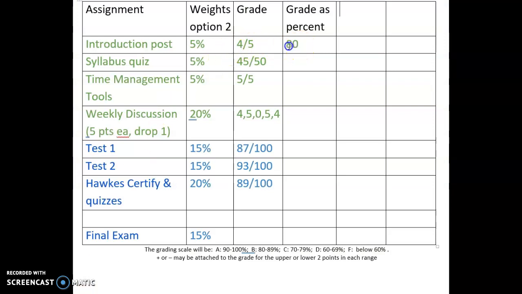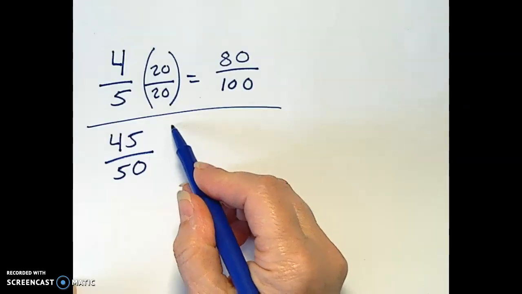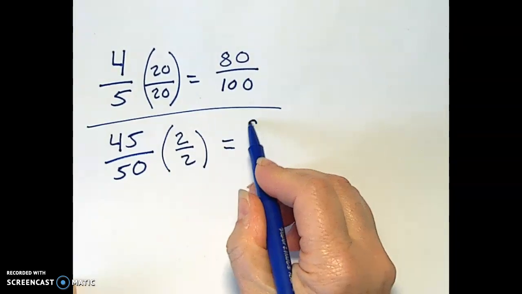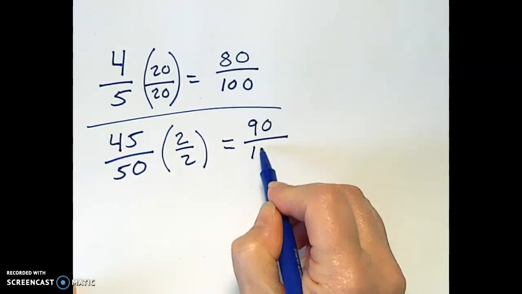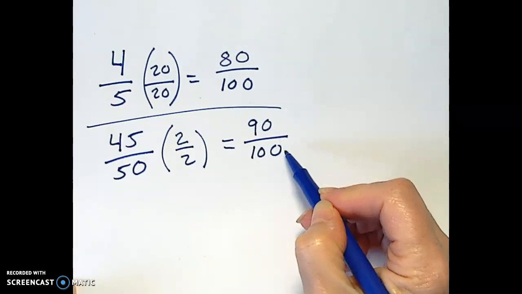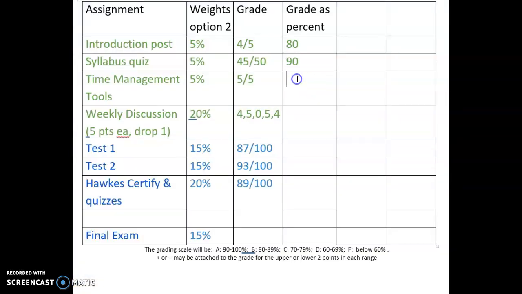Now that you've got the 80 plugged in, we can go ahead and work on the 45 out of 50. Some of you can see it right away what the percentage will be, but I'm going to show you on paper again. For this one, you can go ahead and do 45 divided by 50 on your calculator, or you can do what you need to make the denominator equal to 100, and you'll get 90/100ths, or 90%, as in per cent, per 100. Let's plug that in. All right, the 90 is plugged in. 5 out of 5, I think we can all do without a calculator, 100%.